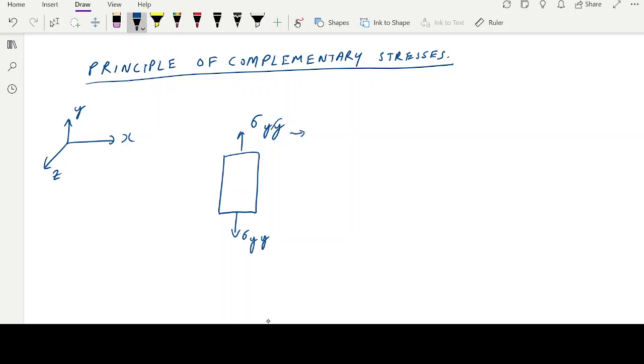stress. The first y represents the direction of the normal of the plane on which this stress is acting. This plane, the normal to the plane, is in the y direction.